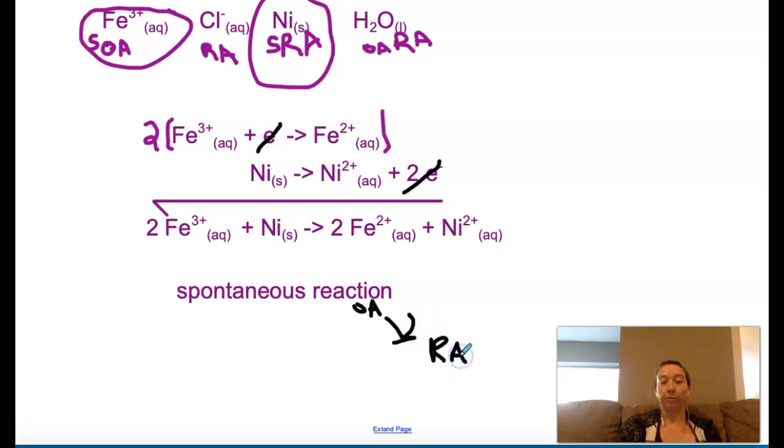Okay, so list, identify what's an OA, what's an RA. Go to your data table, find the SOA and find the SRA, write them out. Combine the half reactions by making the electrons the same, then decide whether it's spontaneous or not based off the location of the OA and the RA. Okay, so do spend some time practicing that. This is how we write equations for pretty much all of redox, okay? We list, find the SOA, find the SRA, and then we go from there, okay?